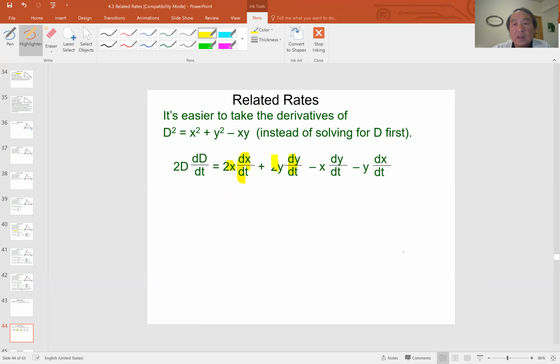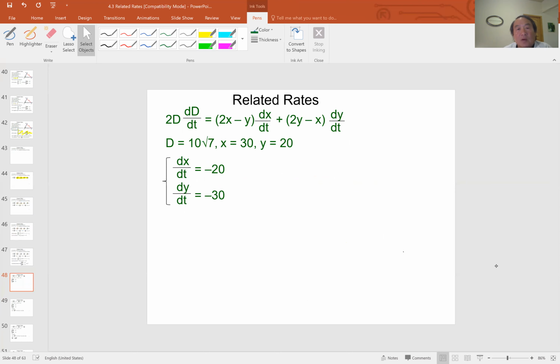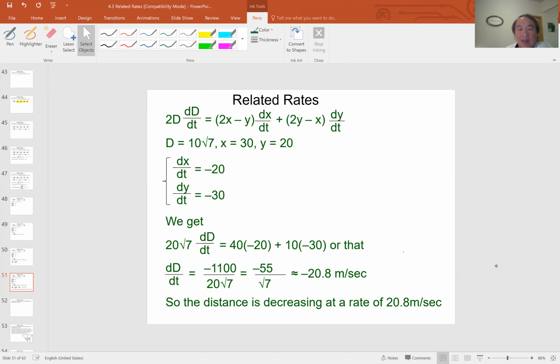Then, on the other hand, there's a capital D over here. How do we get rid of that? We have to go back, use the x and the y, and plug in to find out what capital D is. In other words, we can plug in x and y and figure out what capital D is. And now plug everything back into the equation. We can find dD/dt. Okay, and this is what the numerical comes out to. So at that instant, the distance is shrinking at roughly 21 meters per second.